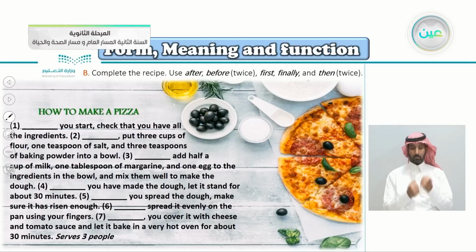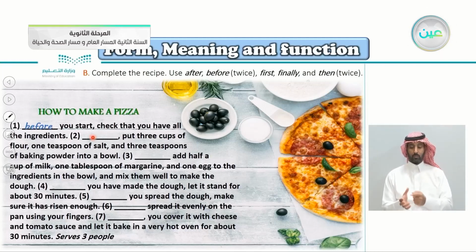Exercise B here, complete the recipe. Use after, before twice, of course, first, finally, and then twice. Let's read it together here, how to make a pizza. So the first thing here, of course, is very good. It's first, before you start, check that you have all the ingredients. Before you start, check that you have all the ingredients.